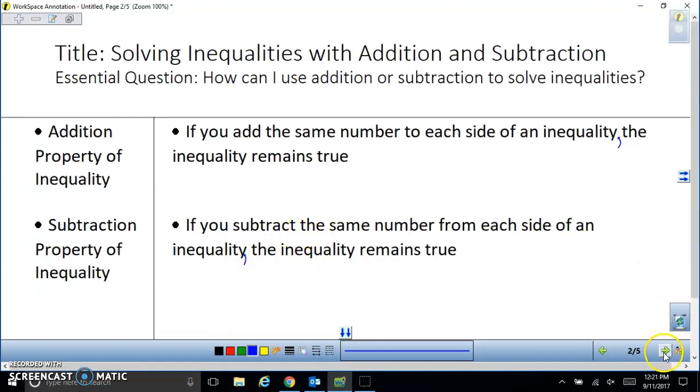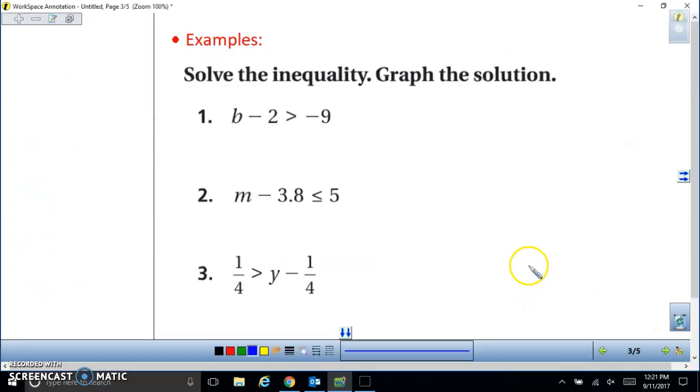Alright, let's go ahead and start with some examples. Let's look first at subtraction problems, and then we're going to graph them. Graphing usually always happens with inequalities because you're talking about multiple answers, and we're going to visually show what all the answer possibilities are. So, number one, b is our variable. How do we undo the subtraction with b? We add. What we do to one side, we have to do to the other to keep the statement true.